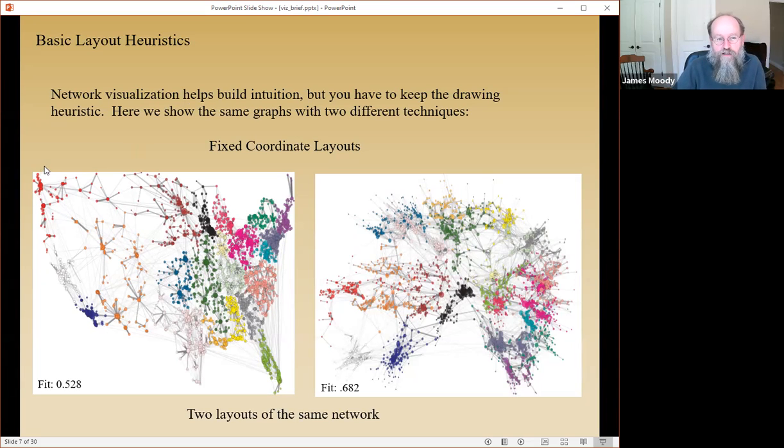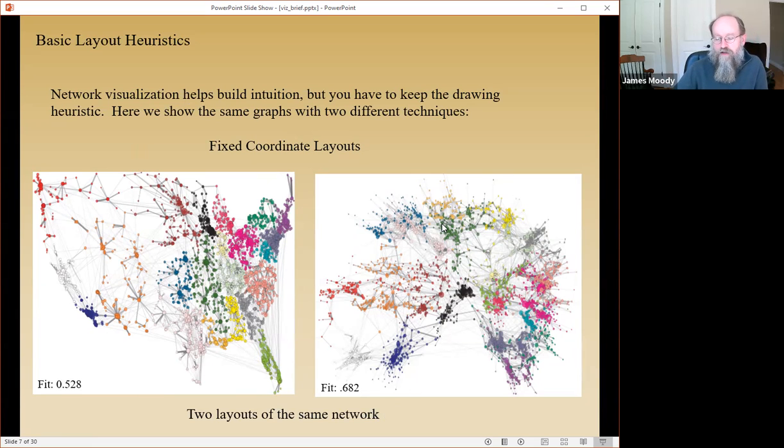I know that that's Florida, I know that that's Washington, I know that the Northeast is up here, and there's a bunch of things around Chicago, right? So it's pretty easy to see what that is. I could use a space-based layout, which is what you're seeing over here on the right. It's the exact same network in a different layout. And in fact, it fits better. I'm going to describe what this fit is in a second. But it's not as intuitive, right?